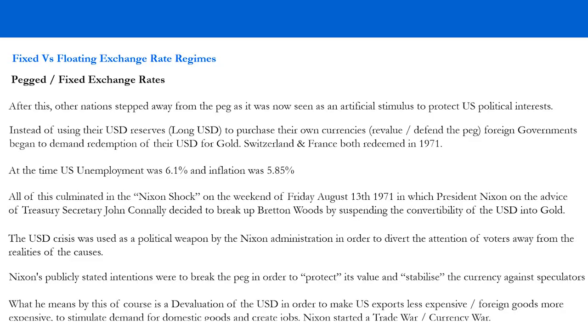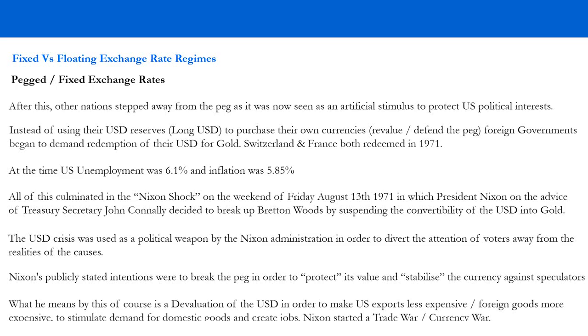So Nixon's publicly stated intentions were to break the peg in order to protect its value and to stabilize the currency against speculators. And this was all just political speak because it's counterintuitive. How do you protect the value of your currency if you're allowing it to go down? It doesn't make any sense. So what he means by this, when you watch the speech that Nixon gave, is a devaluation of the US dollar.